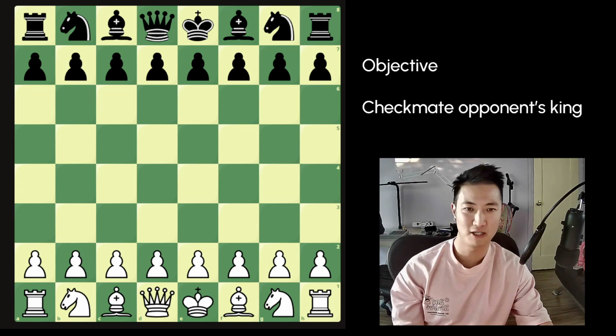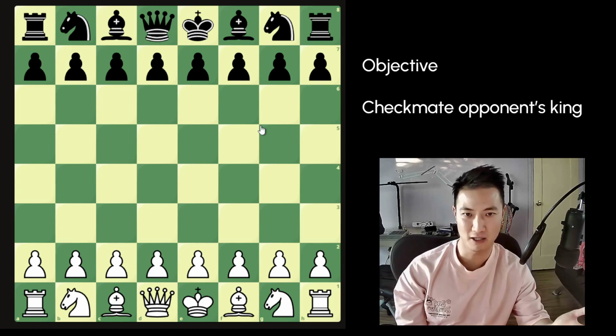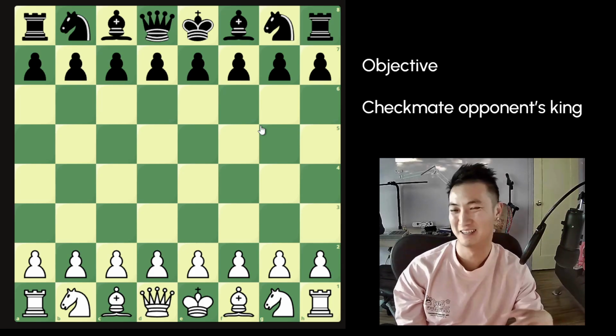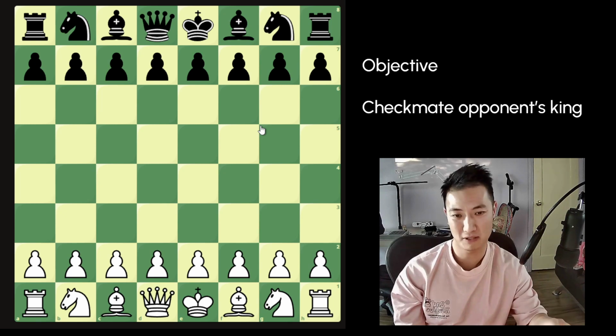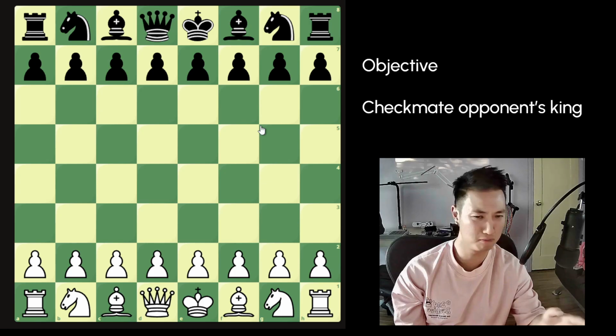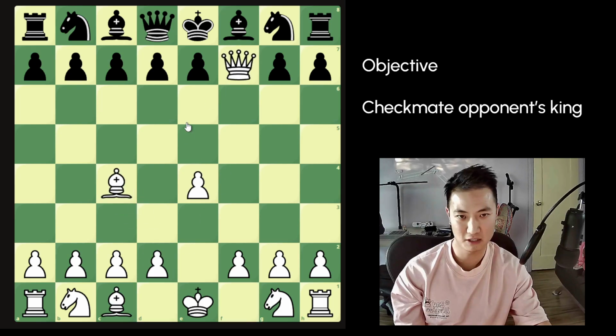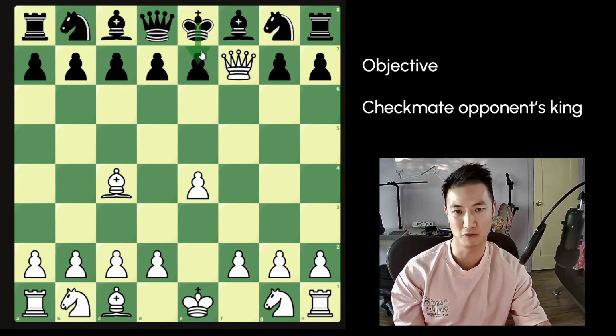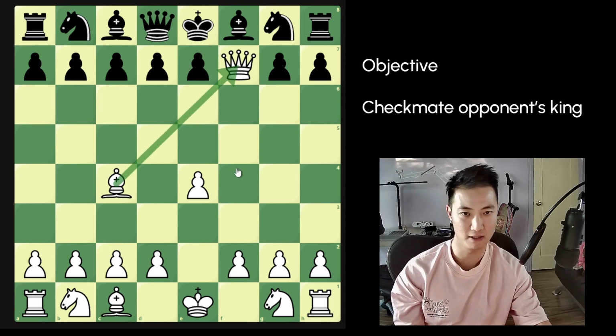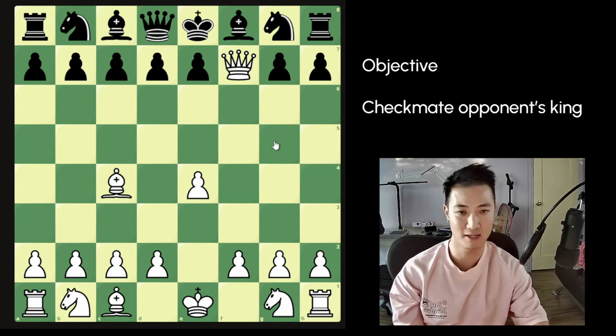So the objective in chess is to checkmate your opponent's king. That means that your opponent's king can't move to any squares. A really basic example, since I have a chessboard set up, would be something like this, where the queen is defended by the bishop, and their king has no squares to move to. This is called the scholar's mate, and I'll give a more in-depth example in the future.